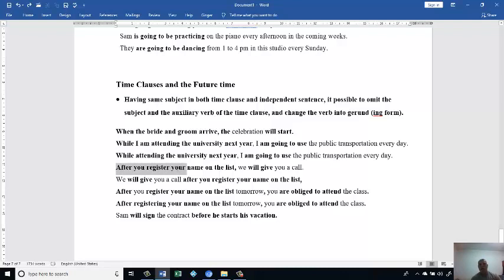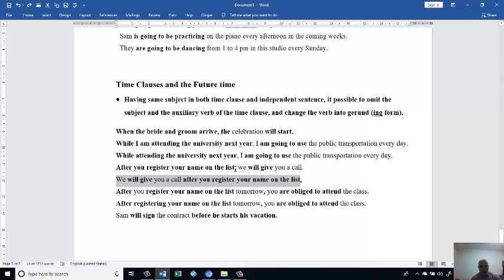Let's go to the second sentence. After you register your name on the list, we will give you a call. Here I cannot make contraction because I have two different subjects. You, I have it first with the time clause, but the second one we have we, two different subjects. Or we could make this one different. We could say, we will give you a call after you register your name on the list.